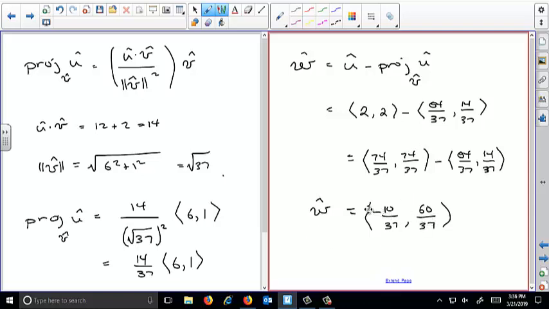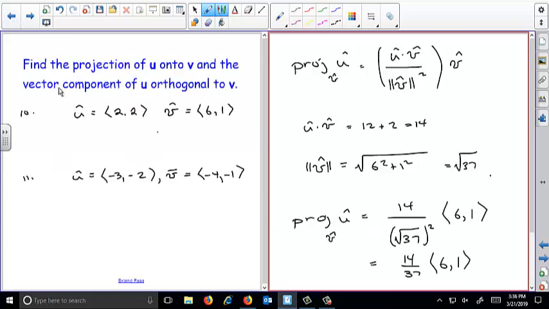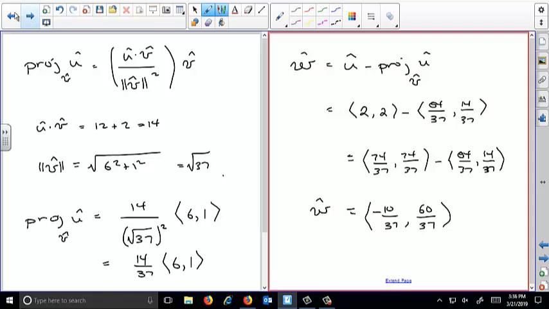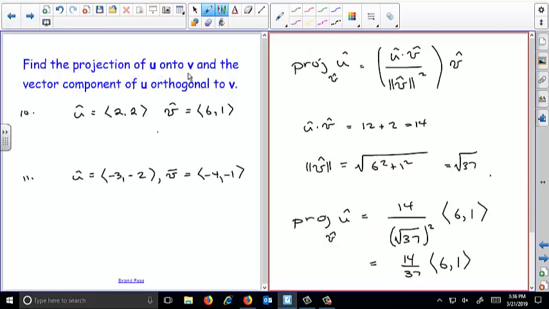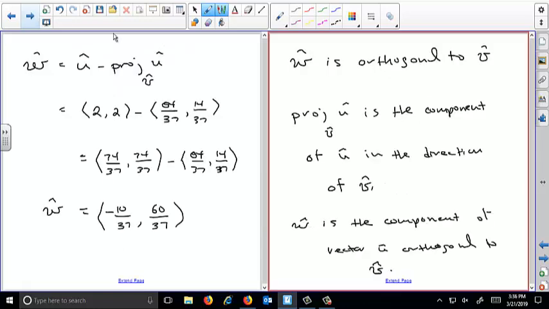So that's the component of u orthogonal to v. This projection is the component of u parallel to v, or tangent to v. So I wrote this out. W is orthogonal to v. The projection of u in the direction of vector v is the component of u in the direction of vector v. And w is the component of vector u orthogonal to vector v.